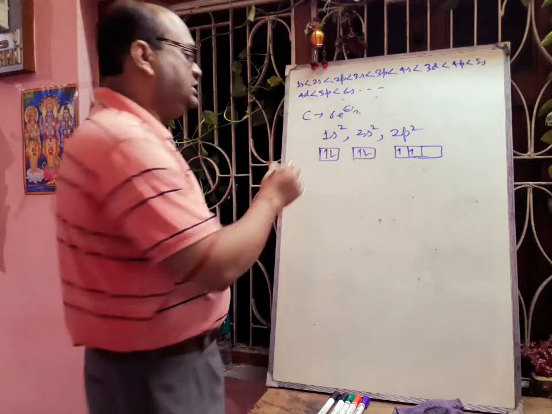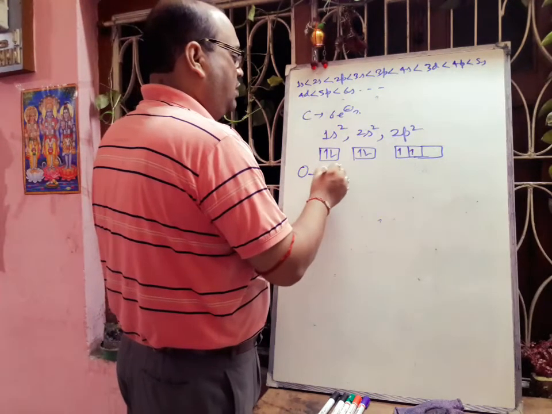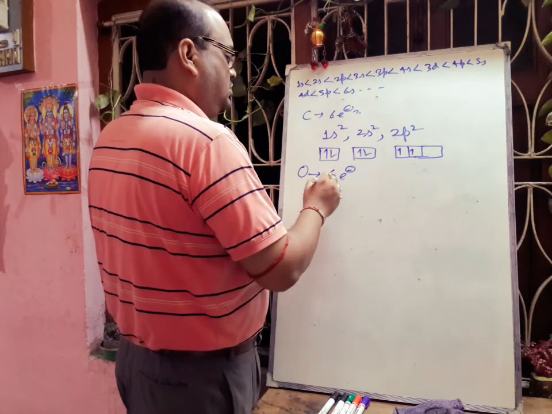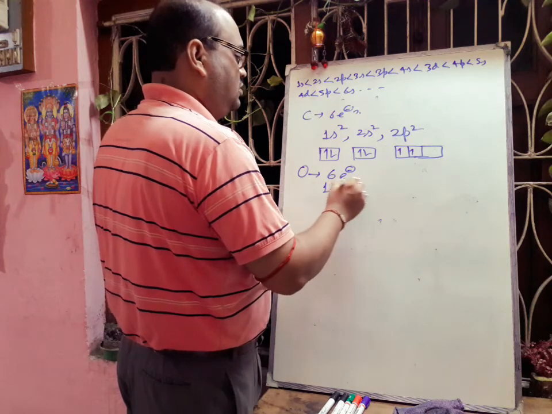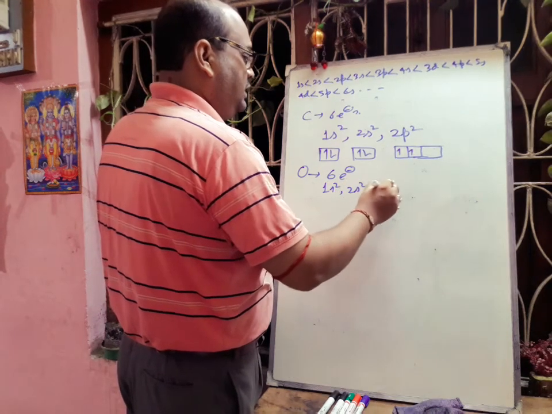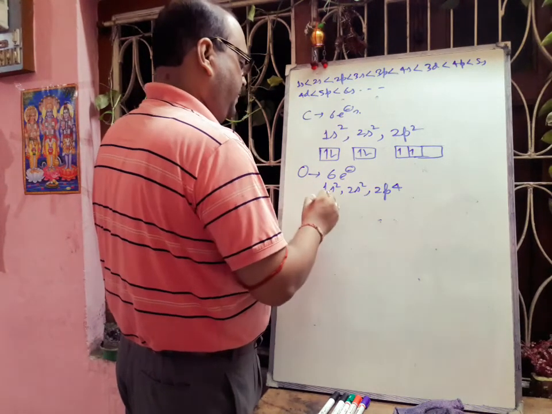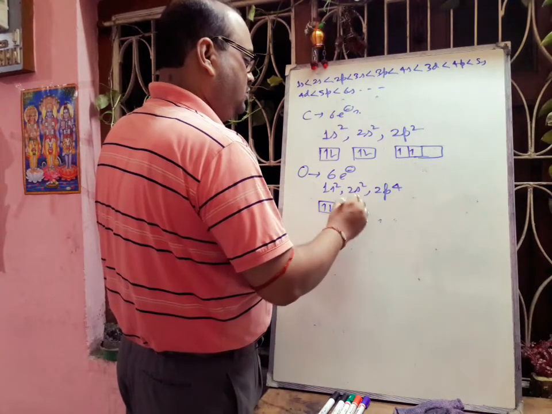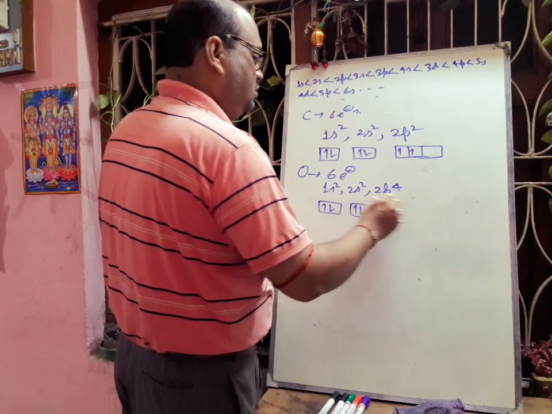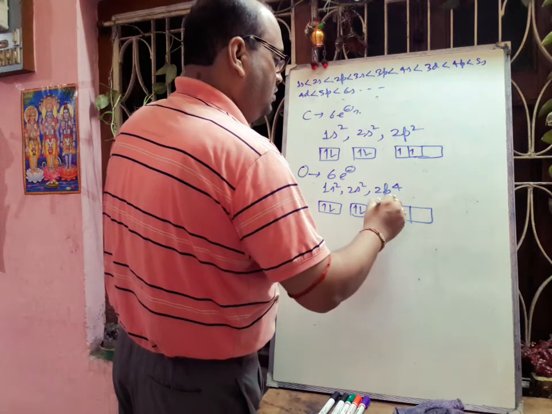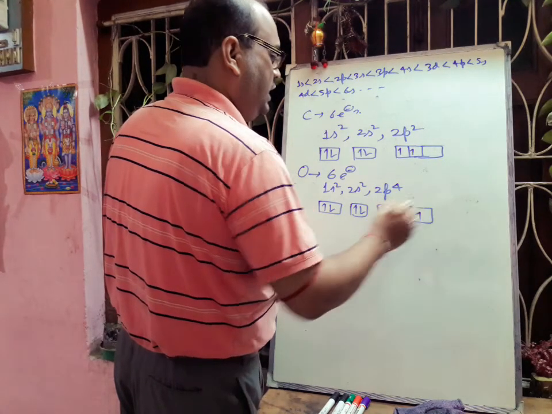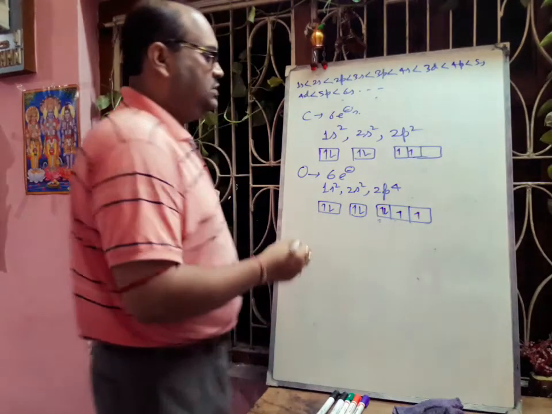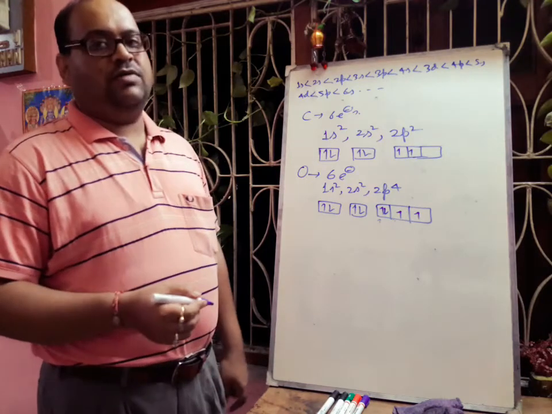Next, if we think about oxygen, how many electrons? 8 electrons. So its configuration will be 1s2, 2s2, then 2p4. This is 1s2, 2s2, 1, 2, 3 unpaired, then we pair. This is the electronic configuration of oxygen.